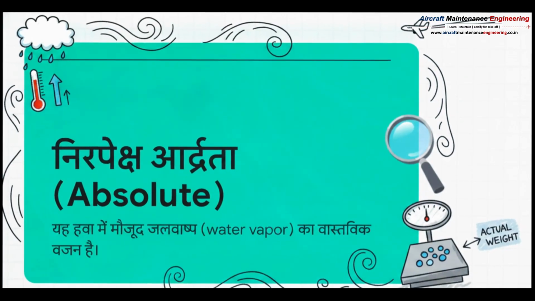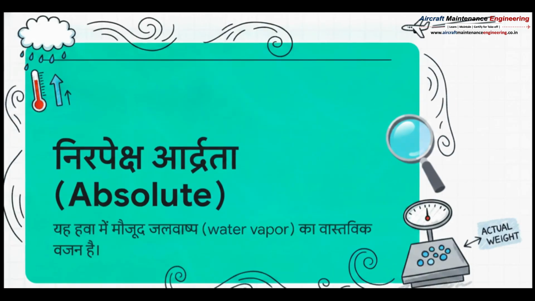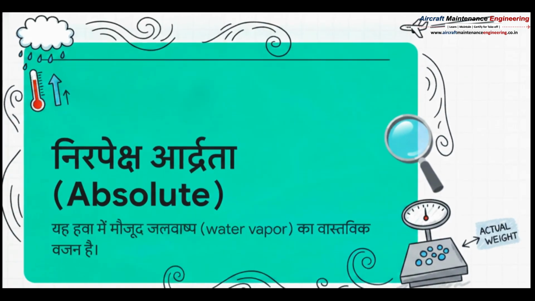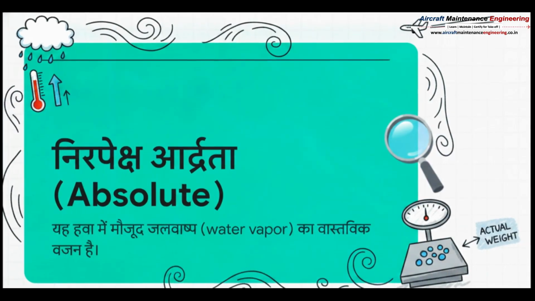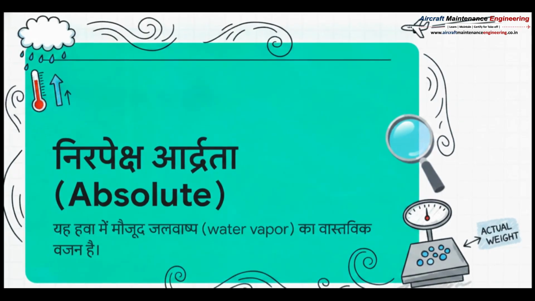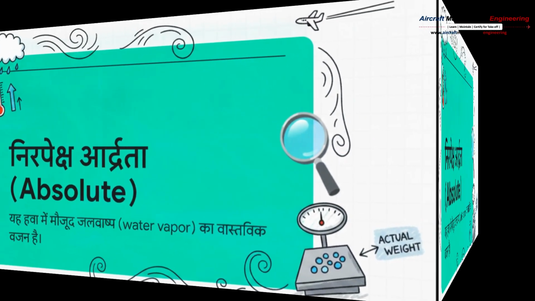Absolute humidity, यानी हवा में मौजूद पानी का असली वजन. Candidates must avoid the classic DGCA trap of confusing absolute humidity with relative humidity. Just remember this golden rule: the higher the temperature, the more moisture the air can hold.